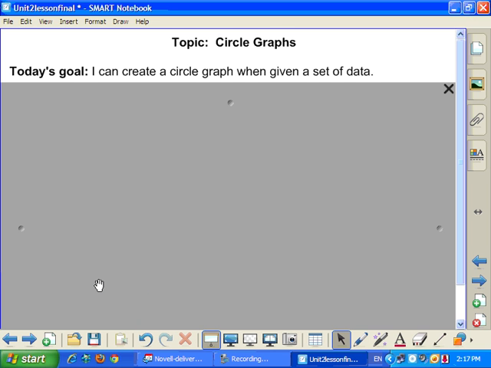Hello and welcome back. We are back into statistics in this lesson. We're revisiting circle graphs. In Unit 1, we did a whole bunch of work with circles, getting us comfortable with all the terminology, and we're going to use a bit of that terminology again today.